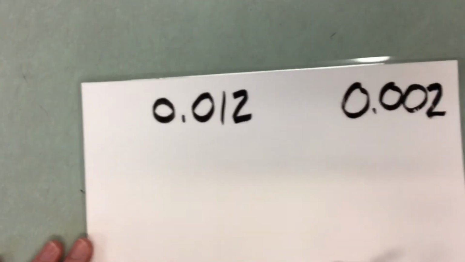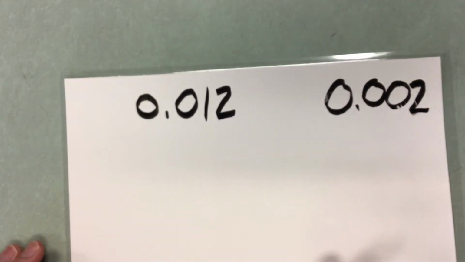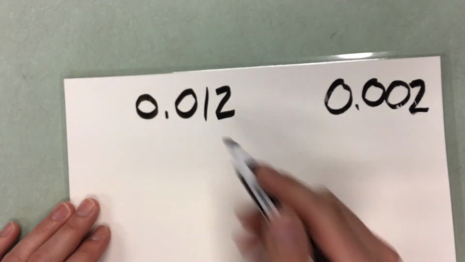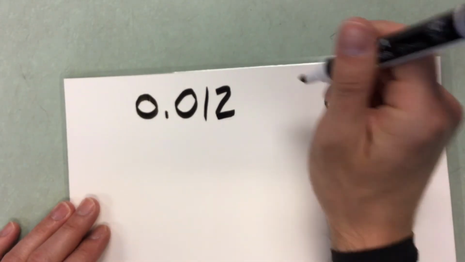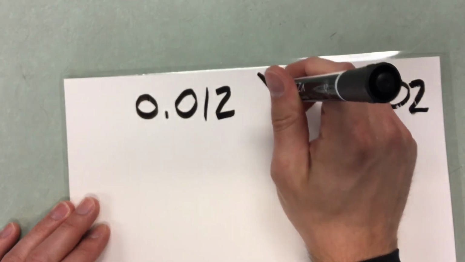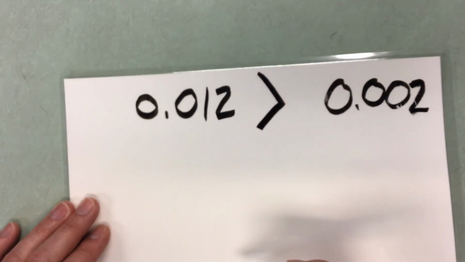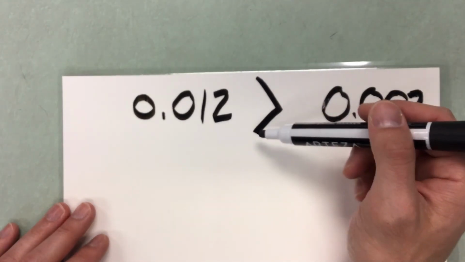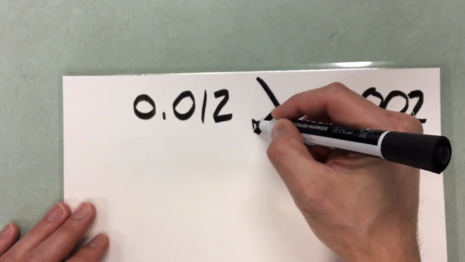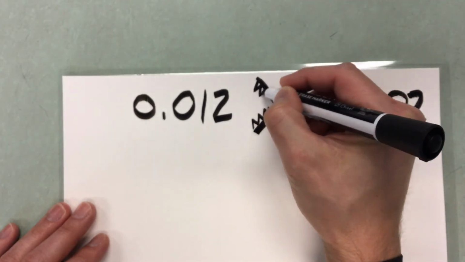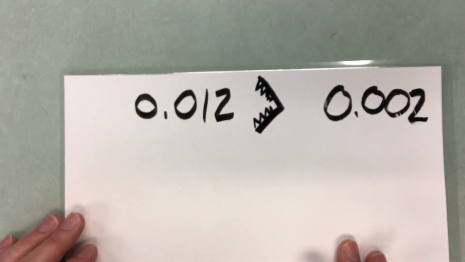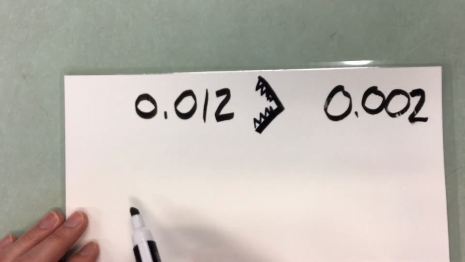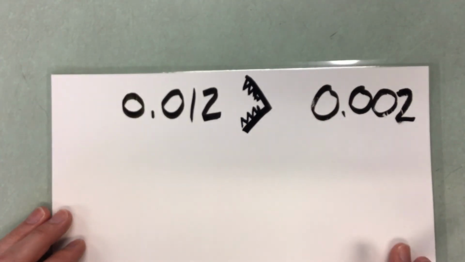So what I'm going to do is on the back of my place value chart, I'm going to write an expression comparing these two values. So I know this number is larger, 12 thousandths. That means I'm going to make this symbol. So if you think back to your earlier grades, they might have told you that this is kind of like an alligator's mouth. And the alligator always wants to eat the larger number. So his mouth is going to open towards the larger number. So 12 thousandths is greater than 2 thousandths.